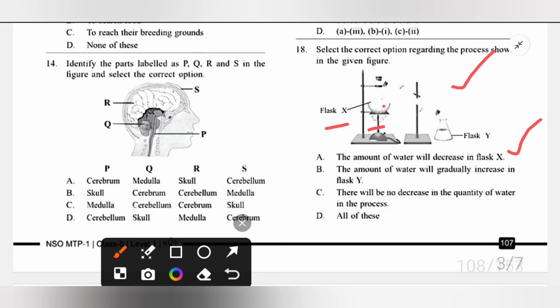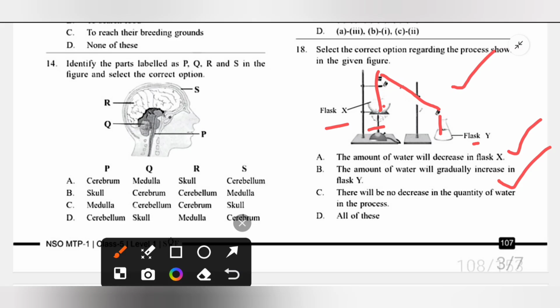B, the amount of water will gradually increase in flask Y. This is also a correct option because the evaporated water gets cooled and then it is collected in flask Y. Okay, this process is known as condensation. So the amount of water will gradually increase in flask Y.